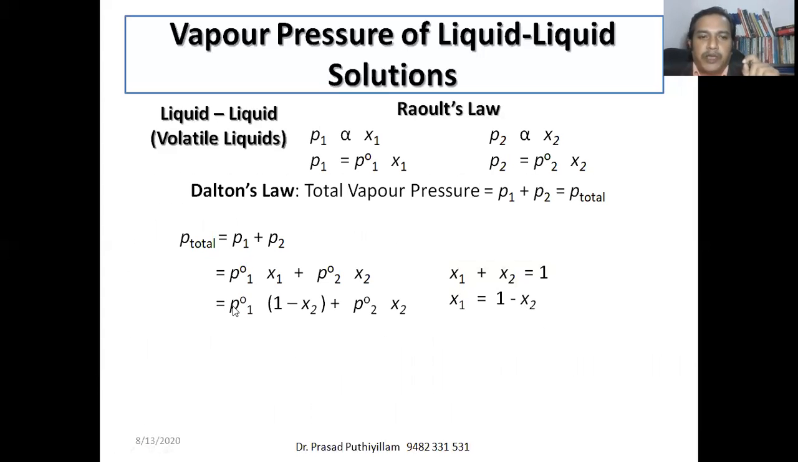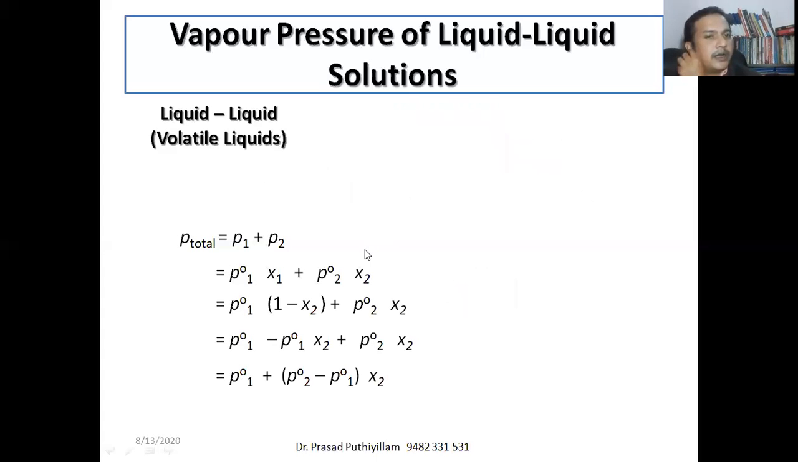Now rearranging this, it becomes P01 minus P01 x2 plus P02 x2. Here x2 is a common factor, and P02 minus P01 we can take out, so we can group them. It becomes P01 plus (P02 minus P01) multiplied by x2. So this is the final expression, by considering Raoult's law as well as Dalton's law, to calculate the total vapor pressure of a liquid in a liquid solution.